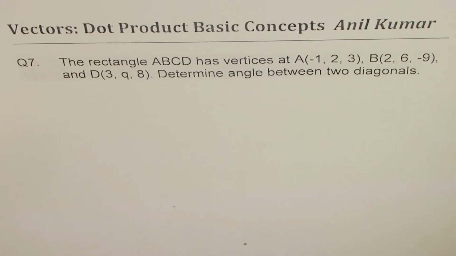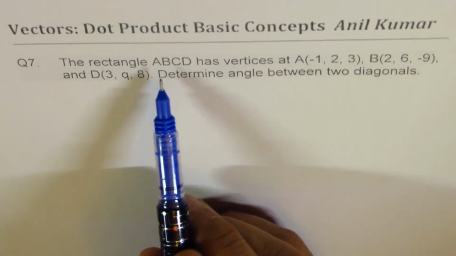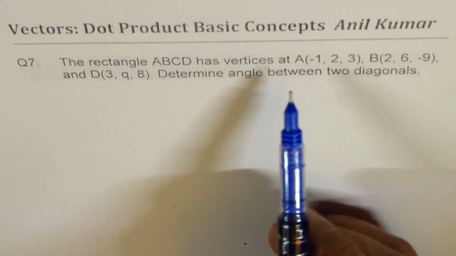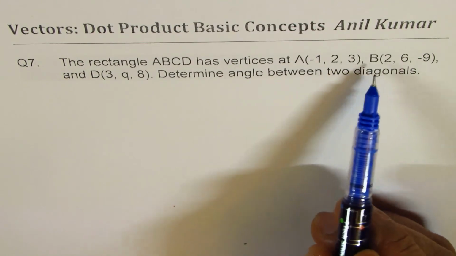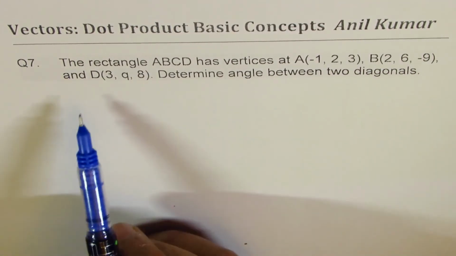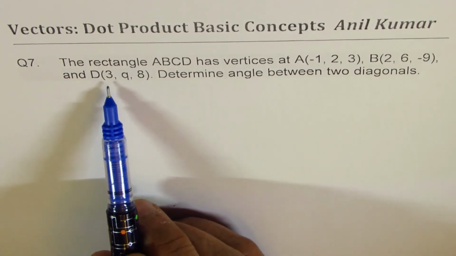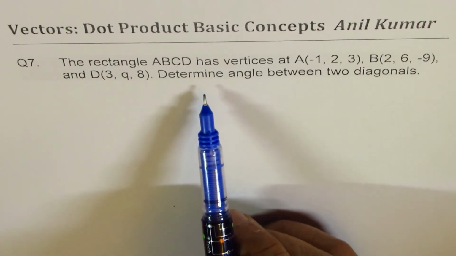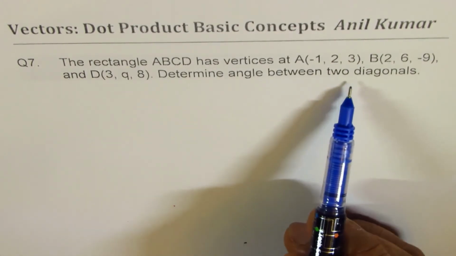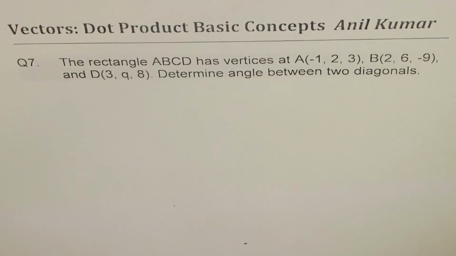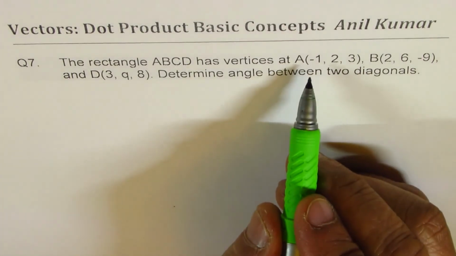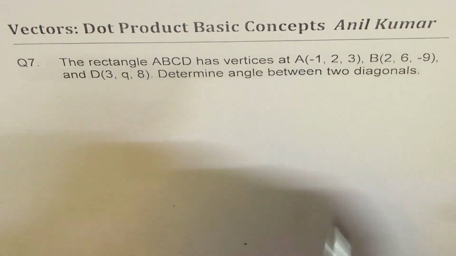We are at the end of this video. The last question, question number 7 is, the rectangle ABCD has vertices A (minus 1, 2, 3), B (2, 6, minus 9), and D (3, q, 8). Determine the angle between the two diagonals. Now this is a very interesting question. We are given the vertices, not the vectors, okay?